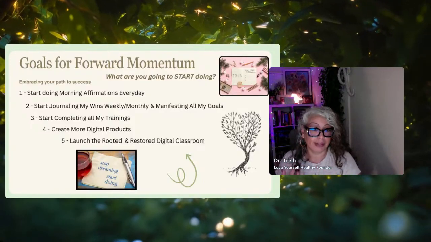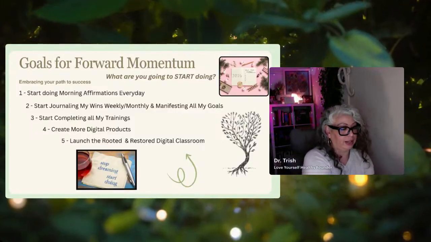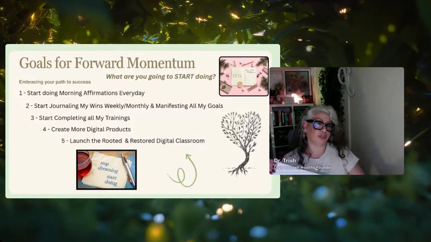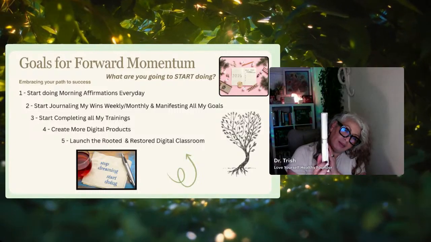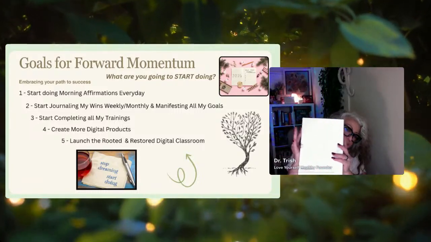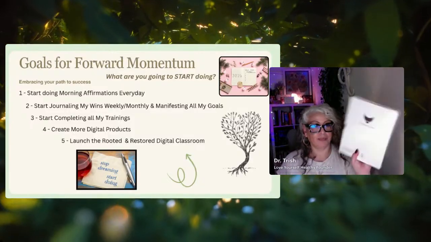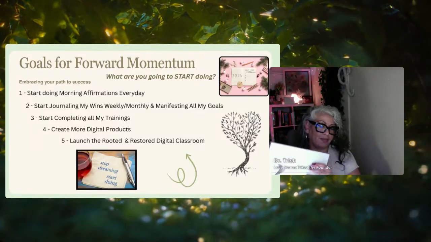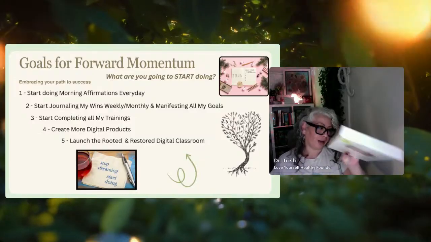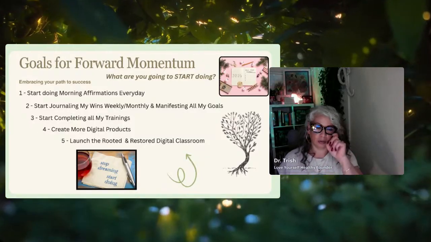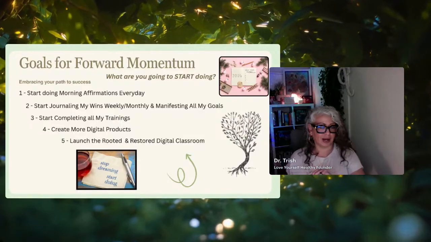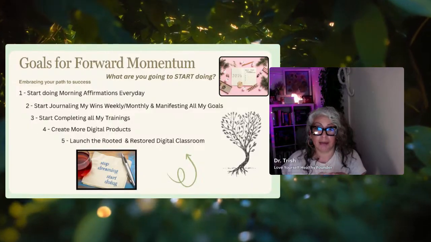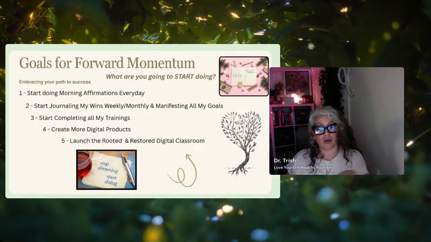I'm going to start journaling my wins. I'm probably going to open my new manifestation planner that I bought off of the TikTok shop in tomorrow's live, when I don't have the TikTok Live Studio up. It came in and it's still sealed because I wanted to open it while I'm on live. But with TikTok Live Studio, I don't know how to manipulate the TikTok shop, so I'll do it on my next live. But I want to start journaling my wins weekly, monthly, and manifesting all of my goals.